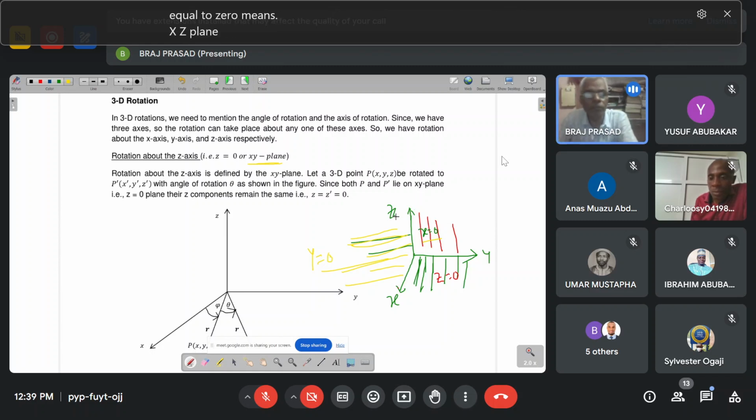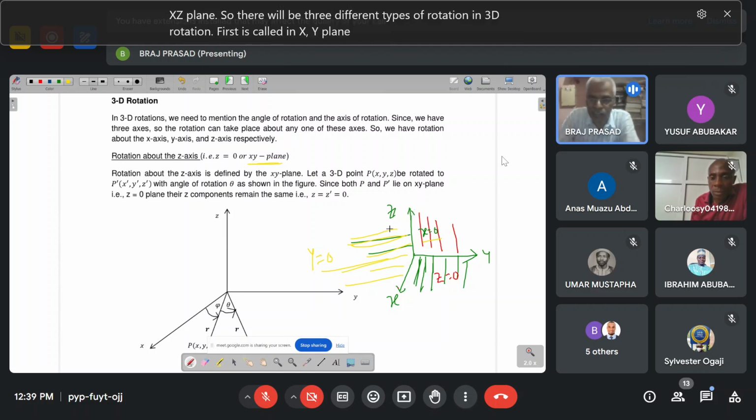So there will be three different types of rotation in a 3D rotation. First is in the xy plane. Second is in the zy plane or yz plane, and third one is in the xz plane or zx plane. And this plane, the xy plane, is also denoted by z equal to 0, and x equal to 0 denotes the YZ plane.